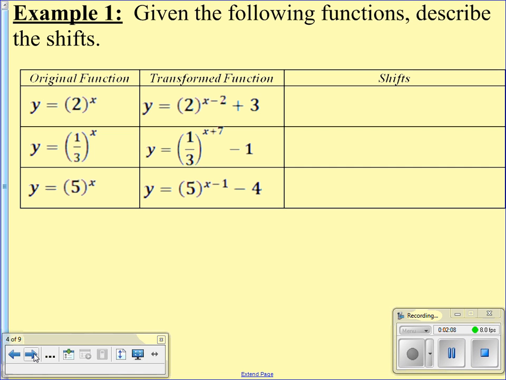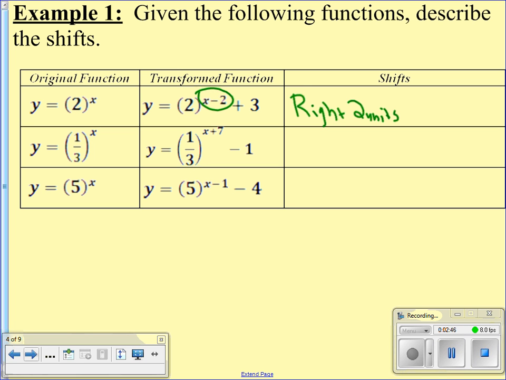So example 1, given the following functions, describe the shifts. The parent function is y equals 2 to the x. The transformed function or new function is y equals 2 to the x minus 2 plus 3. I first look for my left and right movement. Attached to x is a negative 2. So with the left and right, we always do the opposite of what it shows. So a negative 2 would tell me I move the graph right 2 units.